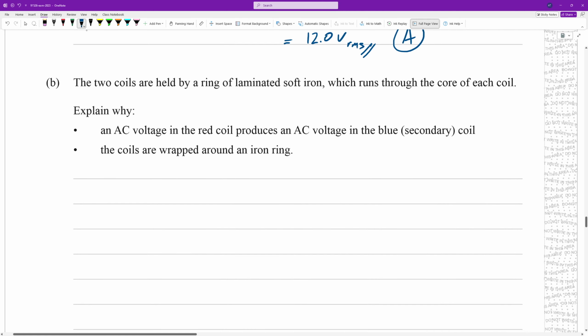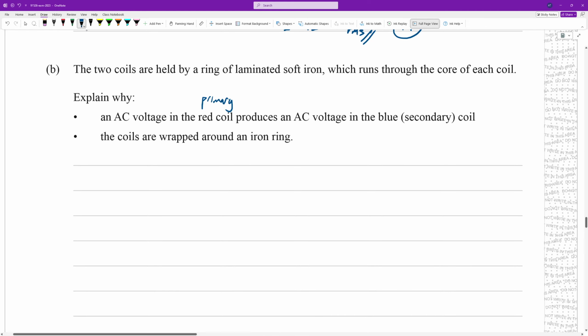Part B. The coils are held by a ring of laminated soft iron, which runs through the core of each coil. Explain why an AC voltage in the primary coil produces an AC voltage in the secondary coil. And we're told that they are wrapped around an iron ring. So, let's start with the basics.